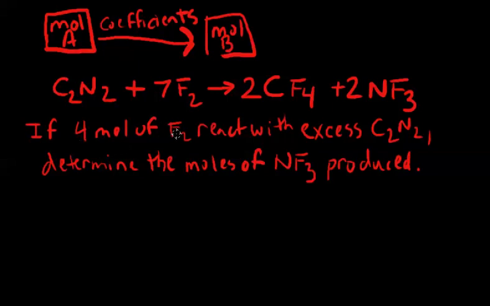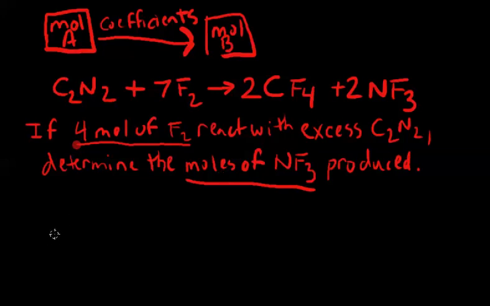So if 4 moles of fluorine reacts with excess cyanogen, that's C2N2. I wouldn't expect you to know that name, but that's cyanogen. Determine the moles of nitrogen trifluoride produced. So we're starting with 4 moles of fluorine, and we want to find moles of nitrogen trifluoride. So all these problems, you look at what they give you, you figure out what you want to find, and you can really ignore the rest of the problem.